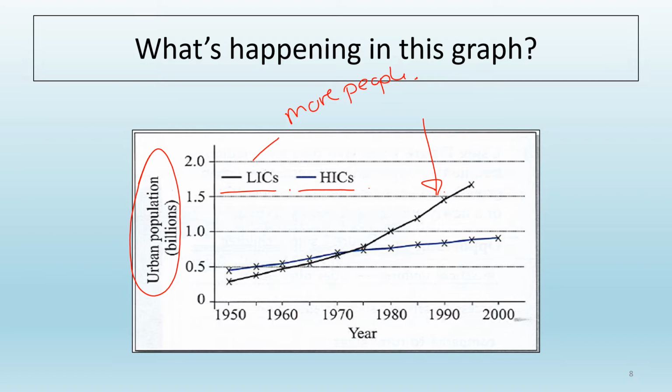But what we can see here, from about the year 1975, the LICs have increased rapidly their urban populations, whereas HICs haven't really increased rapidly at all. In fact, in around 1975, HICs have started to level off rather than increase rapidly. Now we're going to explore why that is, but just from this graph you need to interpret that in 1975 the urban population in LICs has rapidly increased, whereas in HICs it's pretty much stayed the same throughout all the years 1950 to the year 2000.